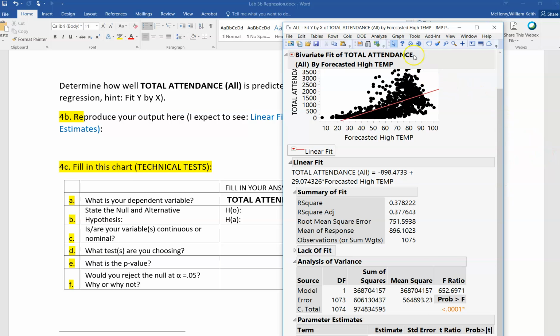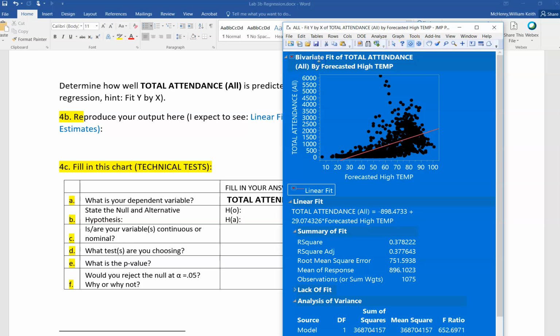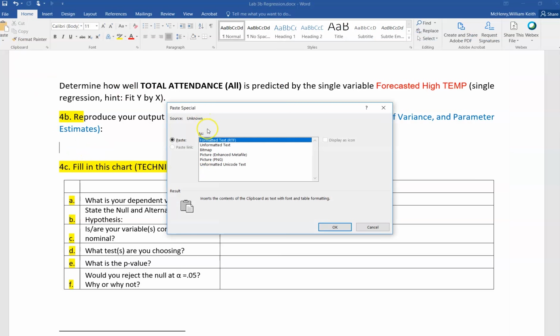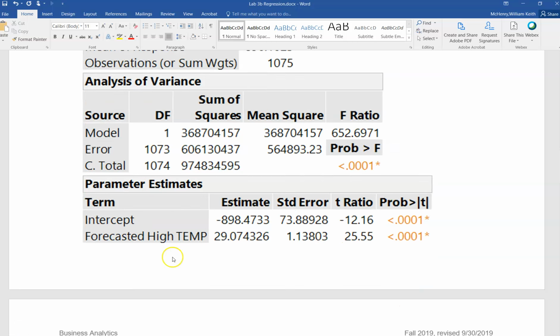And so as usual, you can get the hidden menu. I decided to make my hidden menu visible all the time, and then click on the cross tool here, highlight everything, Control C to copy, go back to the Word document, paste special, and then bitmap, and OK. That gives us all the output in a very nice legible format.